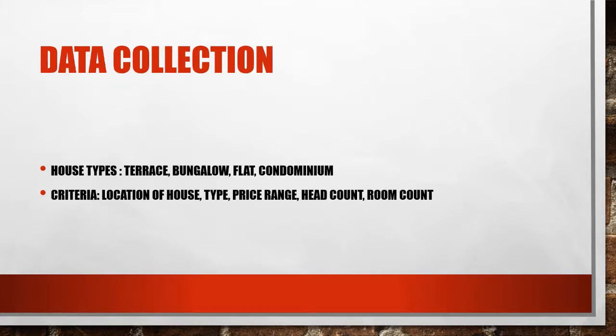Next is data collection. For this data collection, we referred to online sources to find out the most common house types in Malaysia and the criteria or questions involved during decision making. As you can see, the house types are terrace, bungalow, flat and condominium, and the questions asked are the location of the house, whether inside or outside the city, the type of house, which means second hand or new, the price range, the head count and the room count.